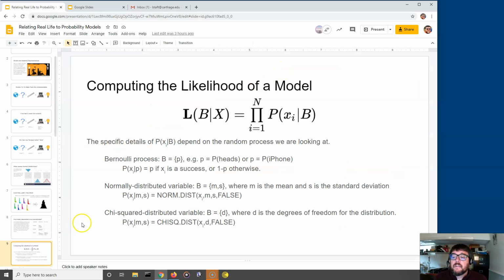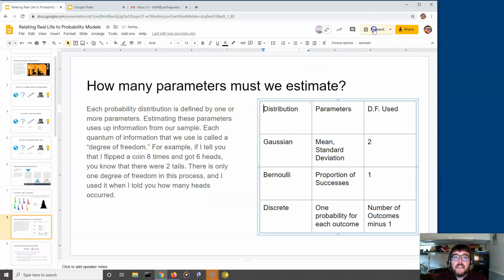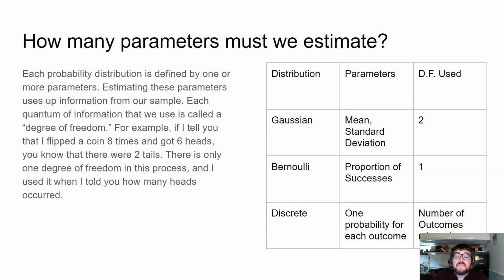So if we talk about degrees of freedom, when we're talking about models, what we're talking about is how many parameters we must estimate from our data. Different kinds of probability distributions have different numbers of parameters. And every time you have to estimate a parameter from your data, you're using up a piece of information. For example, if you have a normally distributed data set, it has two parameters, the mean and the standard deviation. So you need at least two observations to calculate those, right?